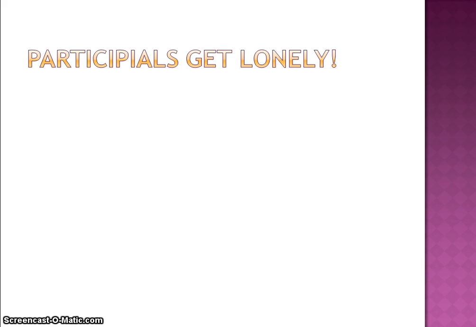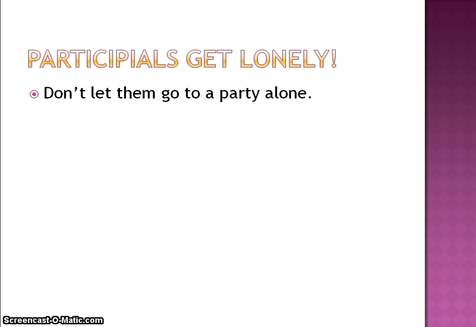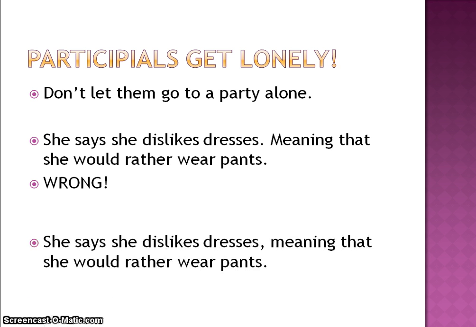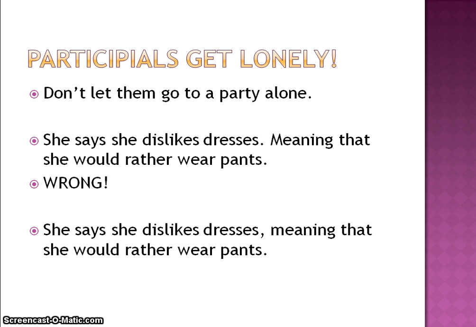Participials get lonely. Please, don't ever let them go to a party alone. She says she dislikes dresses, meaning that she would rather wear pants. You've let your participial in that second sentence go to a party alone, and that participial has gotten very lonely. Remember, participles cannot be in their own sentence. This is wrong. Instead, we need to have: she says she dislikes dresses, comma, meaning that she would rather wear pants. Now, I use the word meaning intentionally here because that is one of the most common mistakes that people make with participles, especially with words like meaning or judging or saying. They oftentimes want to put that at the beginning of a sentence all by itself. But remember, participles, those ing words, they get lonely.